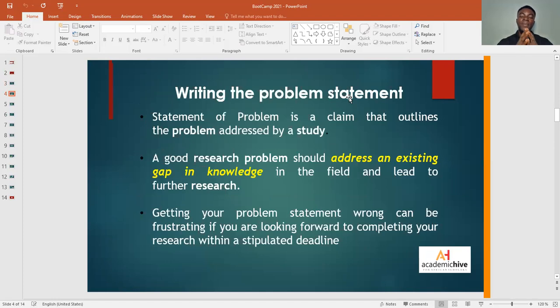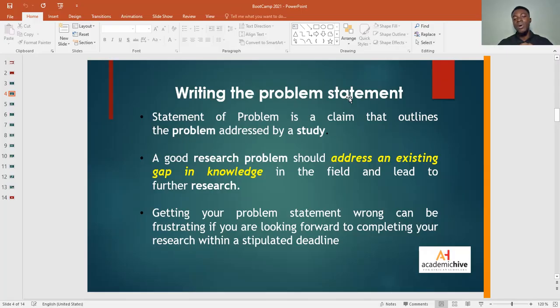Now, let's talk about writing the problem statement. What is a problem statement? As has been captured in this slide, a problem statement is a claim that outlines the problem addressed by a study. It is the rationale for conducting a study. It is why you are conducting a study. A good research problem should address an existing gap in knowledge in the field and lead to further research.